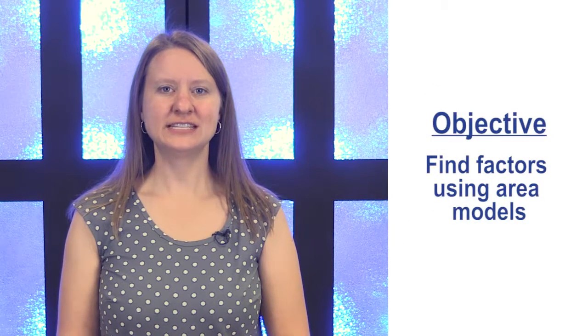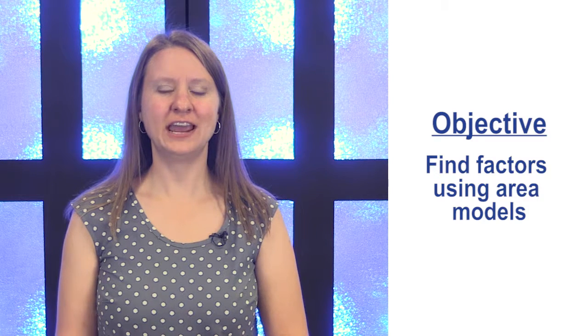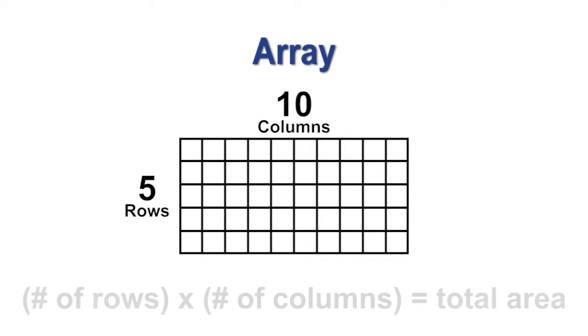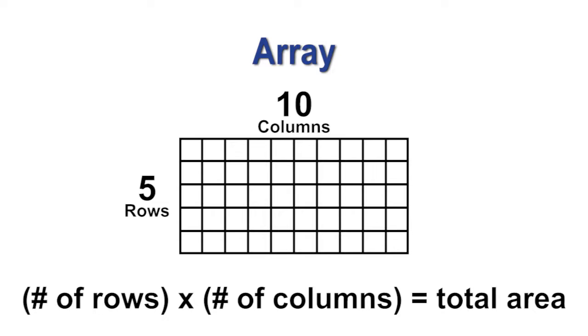The objective of this lesson is to find factors using area models. In this lesson, students will be using a rectangular array as their area model. An array has rows and columns in which the number of rows times the number of columns equals the total area. The numbers used to label the rectangular array are called factors. A factor pair is two numbers that multiply together to get a product.